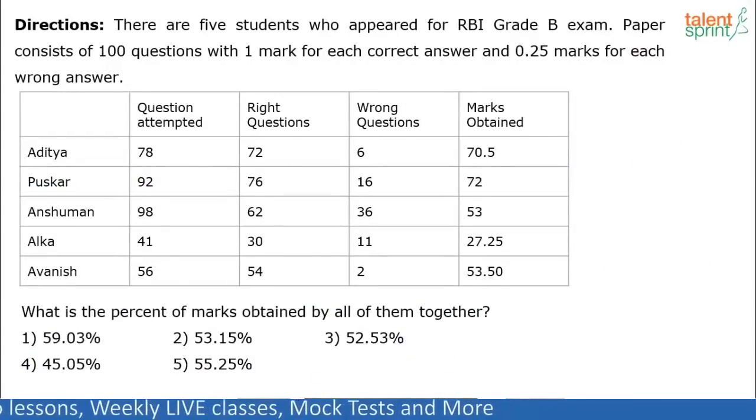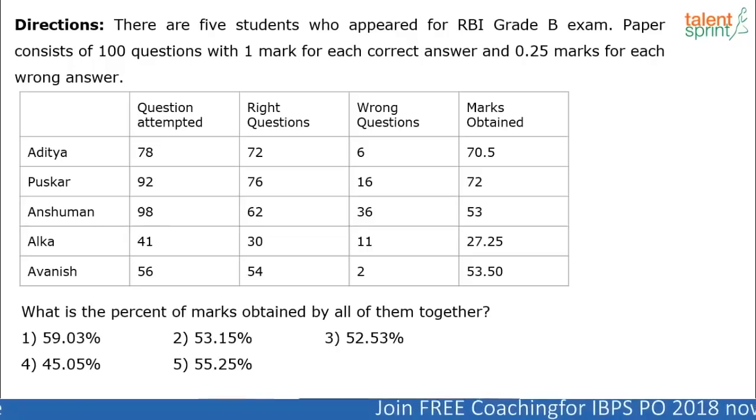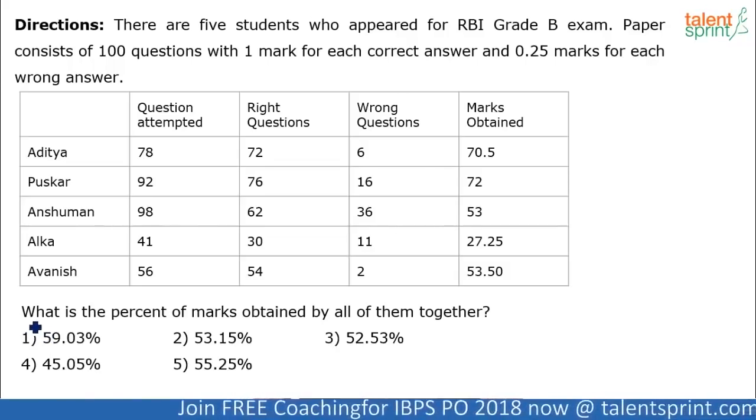Here we go. What is the percent of marks obtained by all of them together? Now this looks like a simple one. Try this. Quick. Now this should be simple. You know their marks obtained. Find out the percentage of marks obtained by all of them together. Option 5, did you all get option 5? 55.25. So let's take this up. The last question from this very interesting data interpretation set with missing values.